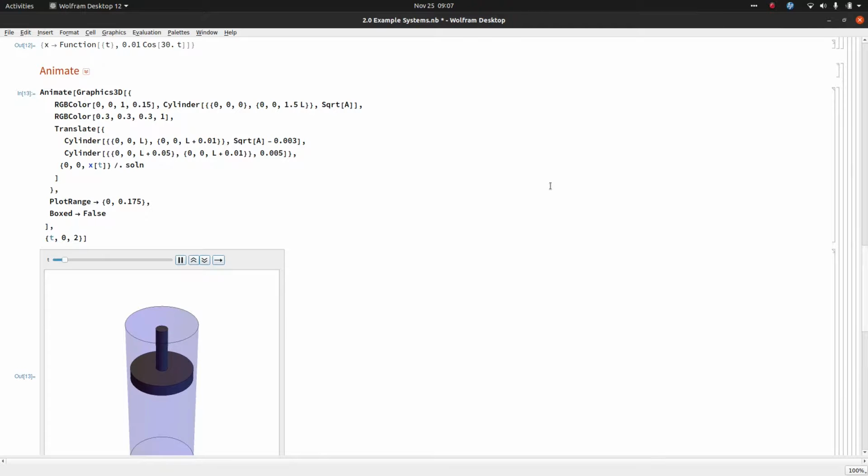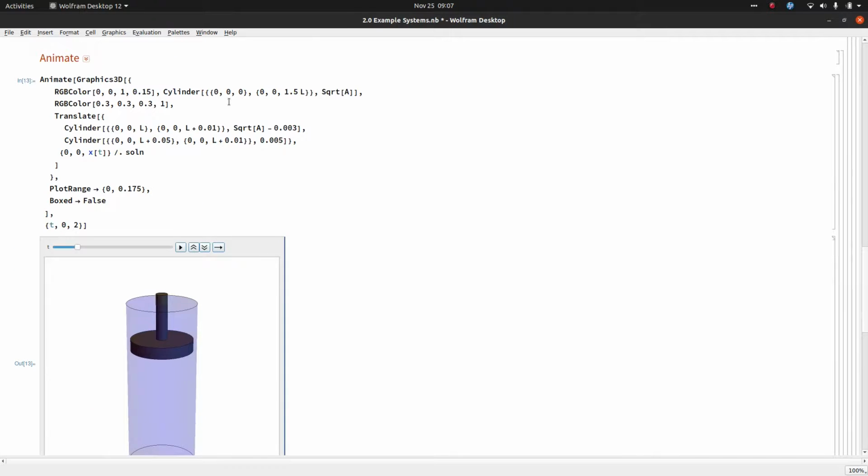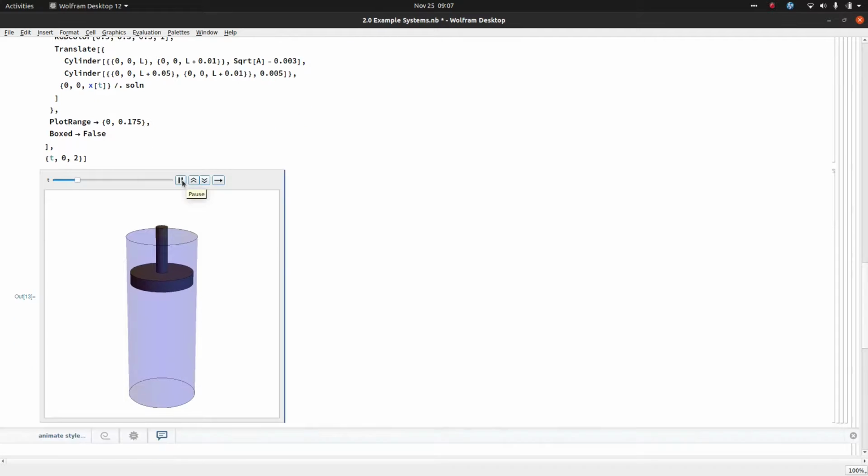You can see we get a nice 3D graphic of a piston using the code up here, which again, you can pause the video if you want to copy that down and reproduce it. But we can just plug in our solution and you can see that piston moving up and down in simple harmonic motion.